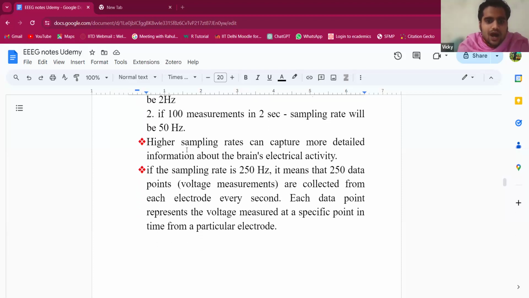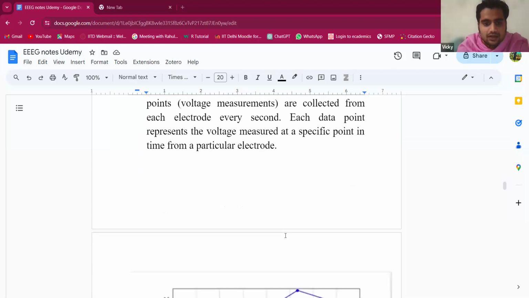So higher sampling rates can capture more detailed information about the brain's electrical activity. If the sampling rate is 250 hertz, it means 250 data points. Data points here means the voltage measurements, because the signal is continuously fluctuating, so there are many data points. When we set it to 250, it means we are going to collect 250 data points or voltage measurements in 1 second for each electrode. Each data point represents the voltage measured at a specific point in time from a particular electrode.